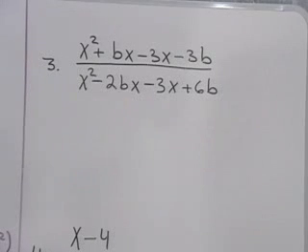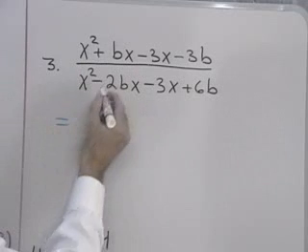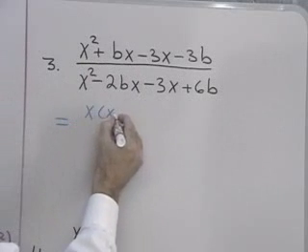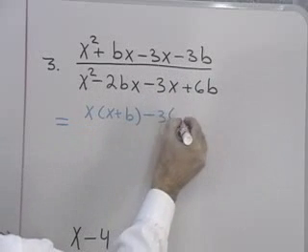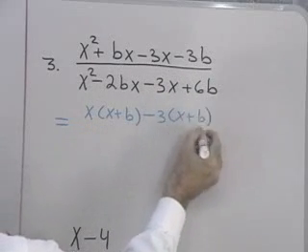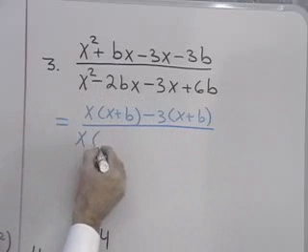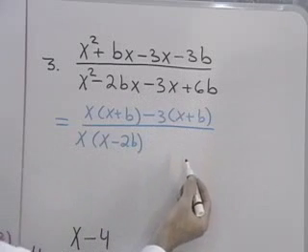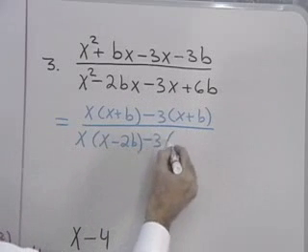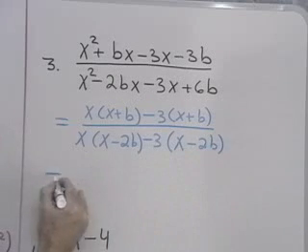Here I'm going to have to use a little of my factoring by grouping. So what I'm going to do is start by factoring an x from the first two terms in the numerator. What's left is x plus b. Out of the second two terms, I'm going to factor a negative 3. What's left is x plus b. In the denominator, I'll go to the first two terms and factor out an x. What's left is x minus 2b. And out of the second two terms, I'm going to factor a negative 3 so that what's left is x minus 2b there also.